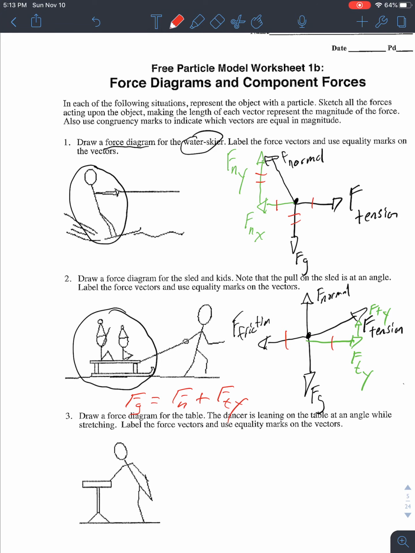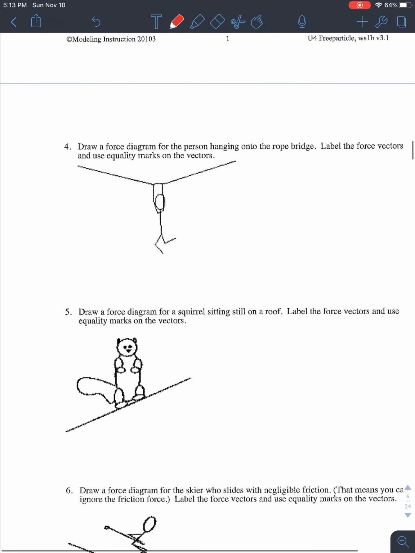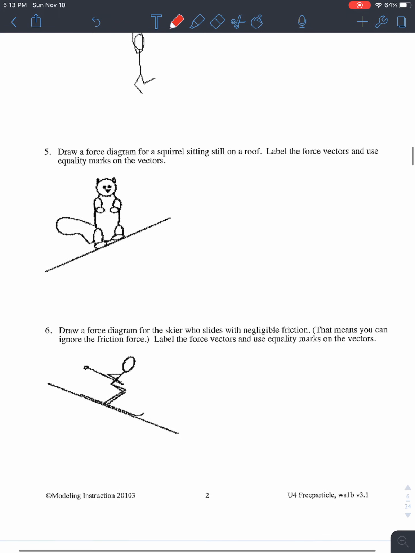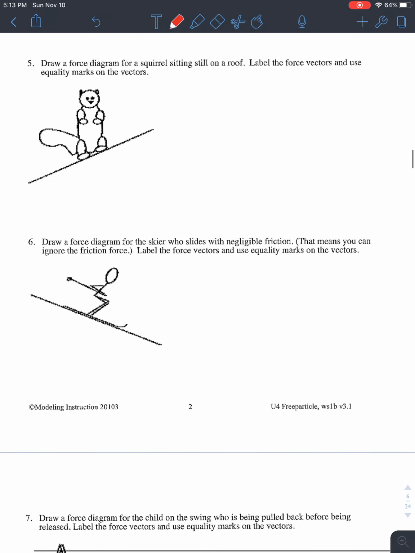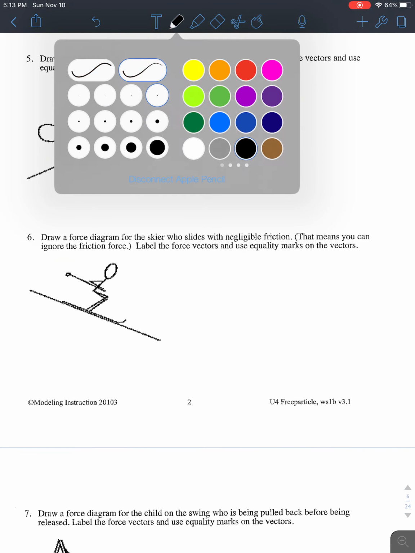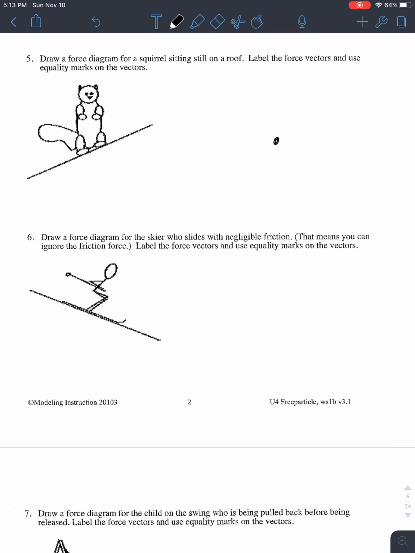So let's try another one. So please try 3, 4, and eventually the remaining ones. But let's walk through number 5. So we have the squirrel, because that's our object of focus, sitting on a roof. If you notice, the roof is tilted. So there's going to be a special condition for any surfaces that are tilted.